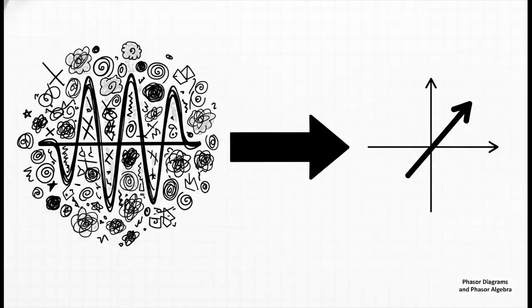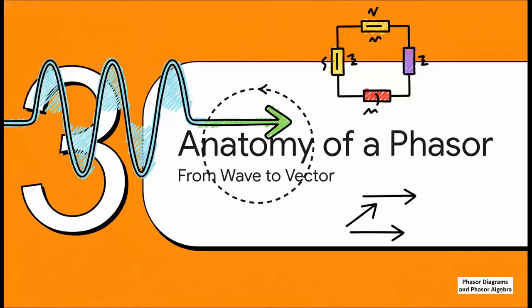And this is it. This is the big aha moment. We are literally taking a complex, moving wave and turning it into a simple, static arrow. All that messy trigonometry, all that constant change, it's about to get replaced by the simple geometry of arrows. So how does this magic trick actually work? How do we get from a wave to a vector? Let's roll up our sleeves and break down the anatomy of a phasor.